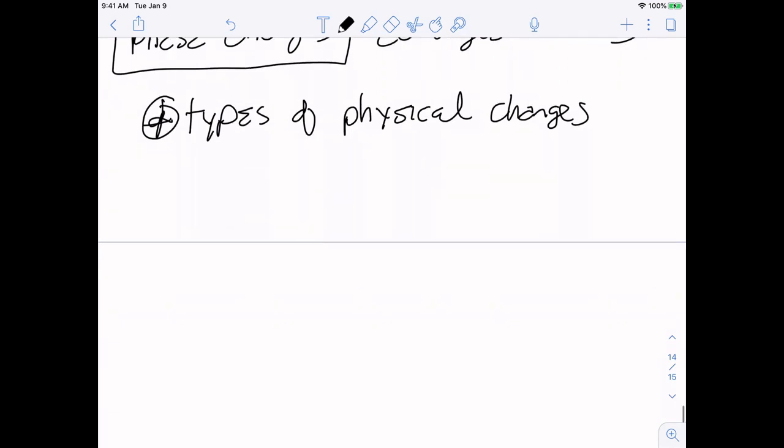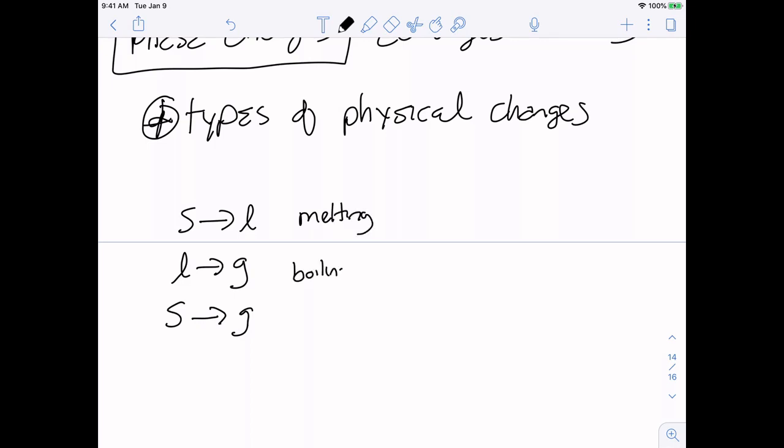And then most of these terms, I assume that you know. So if we go from a solid to a liquid, what is that called? If we go from a liquid to a gas, and then we can actually go from a solid all the way down to a gas. So this one, yeah, we're melting it. This one, boiling, evaporation, vaporization, any of those work.